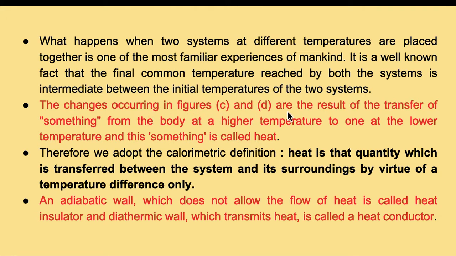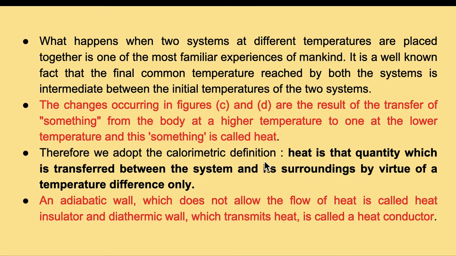The changes occurring in figures C and D are the result of the transfer of something from the body at a higher temperature, because that lamp and the burner were at a higher temperature. So from that higher temperature body, something is flowing to the lower temperature body. In the earlier days, we assumed that something is flowing, and that flow was known as caloric flow of heat. But now we just call it heat. So the transfer of something from the body at a higher temperature to one at the lower temperature, this something we are calling heat.